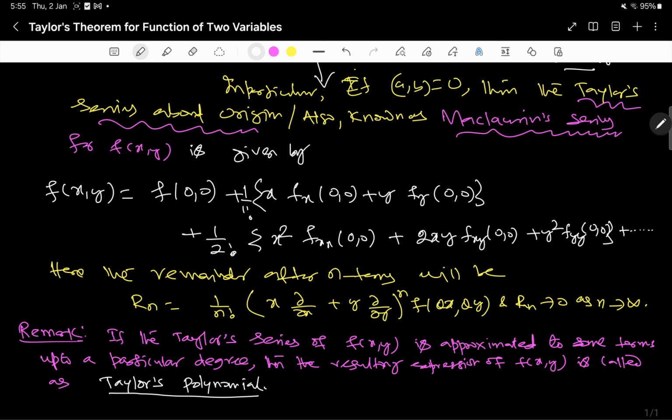So usually the Taylor series are infinite series, okay, but it is asked to find the Taylor series up to certain degree, right? So in this case, if the Taylor series of f(x,y) is approximated to some terms up to a particular degree, then this resulting expression is called a Taylor's polynomial, okay, because it is having finite number of terms here. It is a Taylor's polynomial, right? And in fact these series are power series, right?